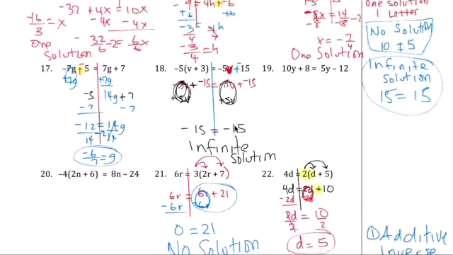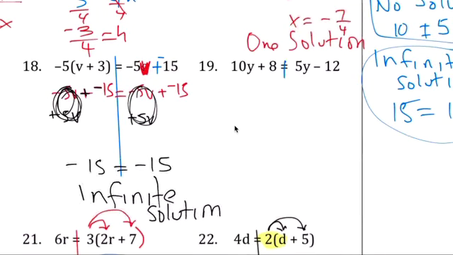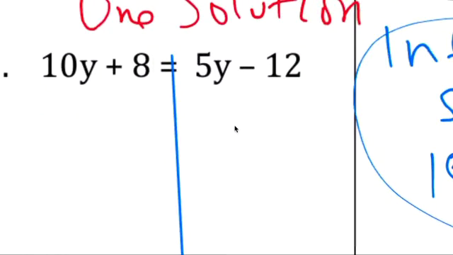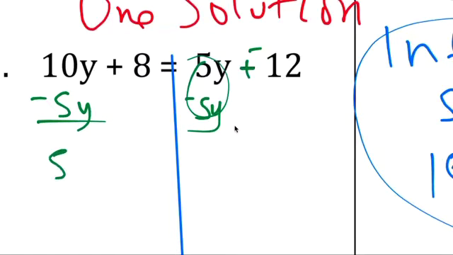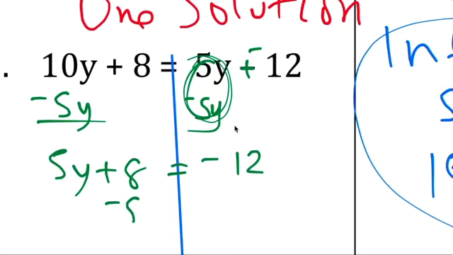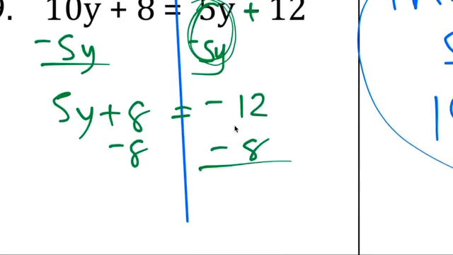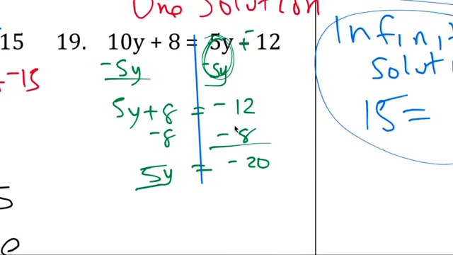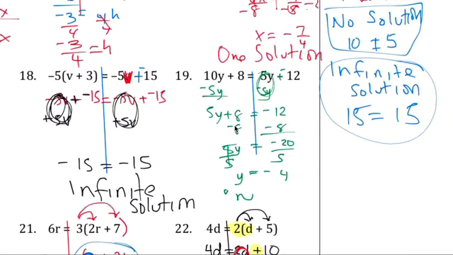Okay, and then here's 18, here's 19. Additive inverse, same thing. Because there's a minus here plus a negative. Make one of them equal to 0, the y equal to 0. I choose the smaller one of the two. It's easier that way, 0 plus. That's a negative 12 minus 8, minus 8. Okay, divide by 5. One solution, right? One letter, one solution.